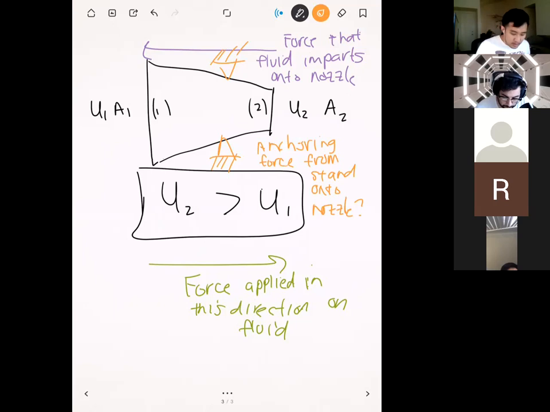So we know the green force is the force that the nozzle puts on the fluid, and the purple force is the force that the fluid puts onto the nozzle. So in order to hold the nozzle in place, the anchoring force has to cancel out this purple force right here. And so the anchoring force is actually going to go from left to right in this case, because the anchoring force is responsible for holding the nozzle itself in place.